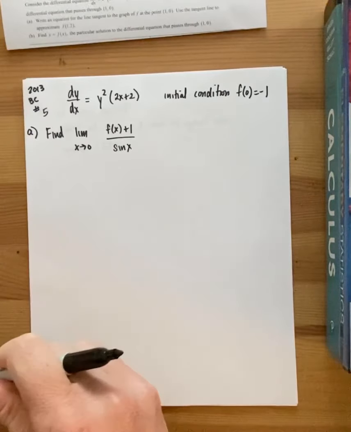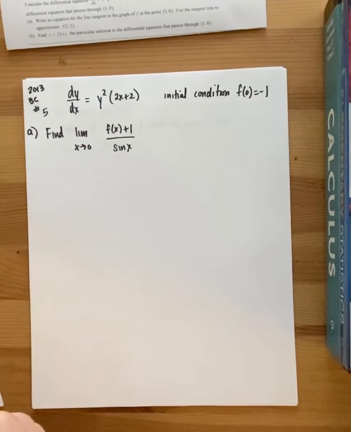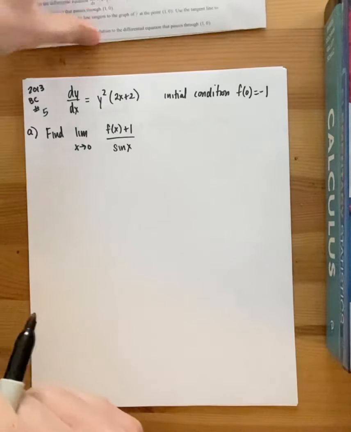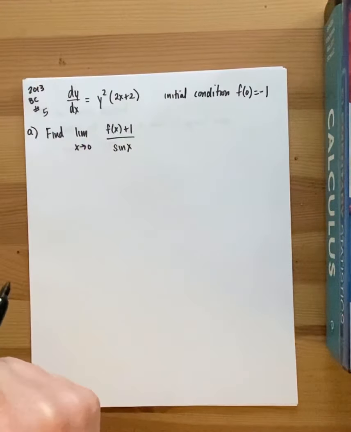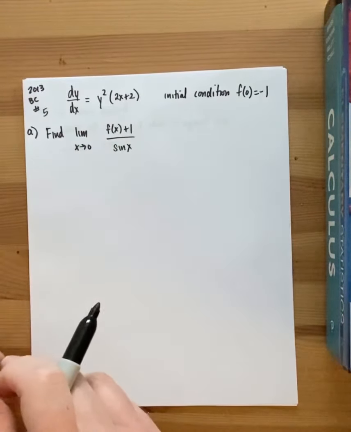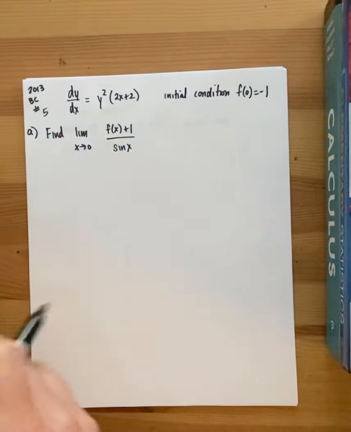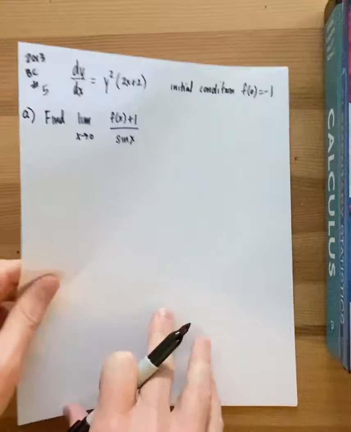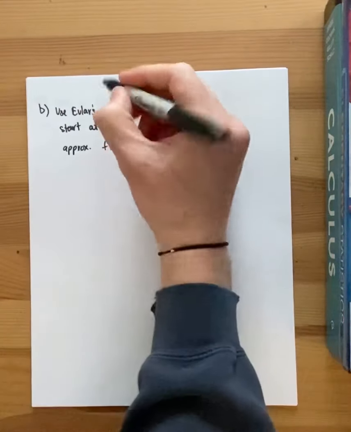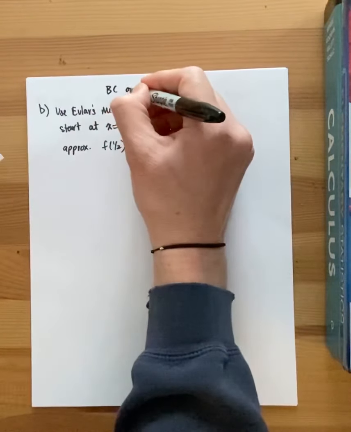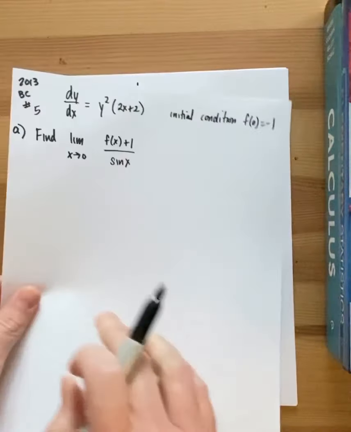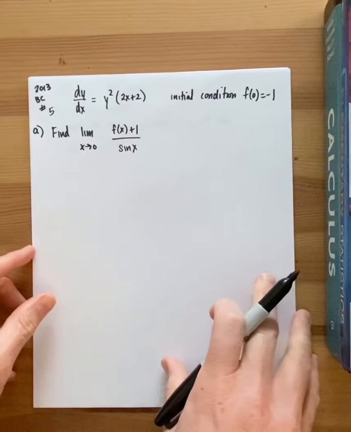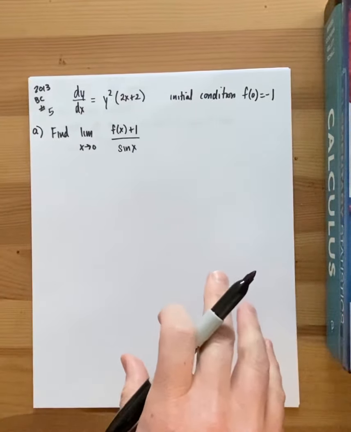So this is a BC question from 2013, number 5. Again, another differential. I'm going to post this both on the AB Google Classroom MVC. AB, this is BC only, part B. Okay, the rest, both classes can do that, okay?